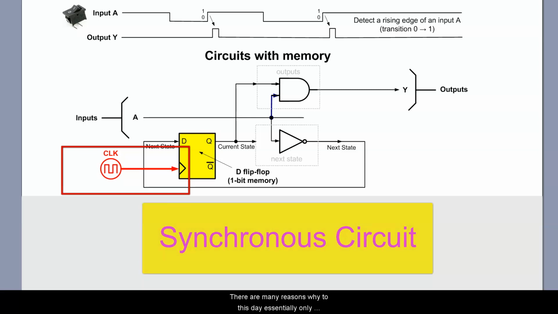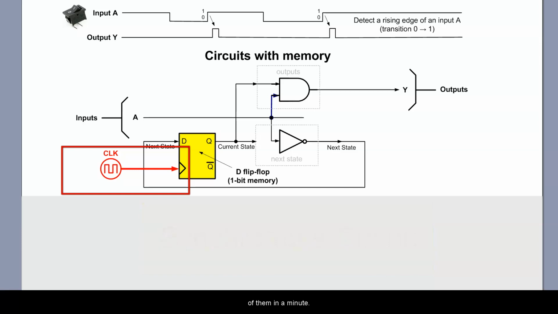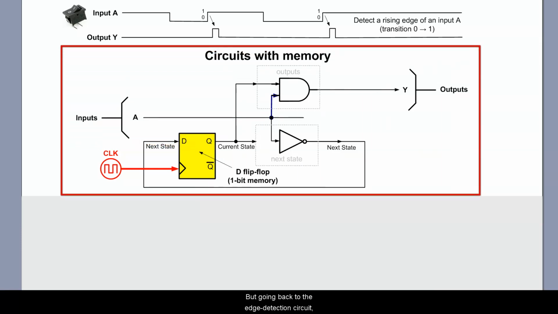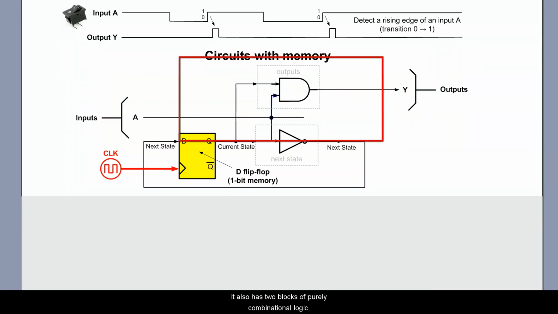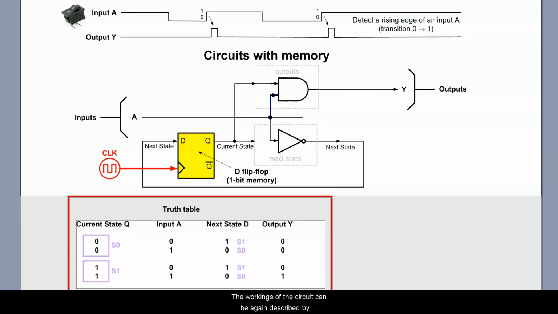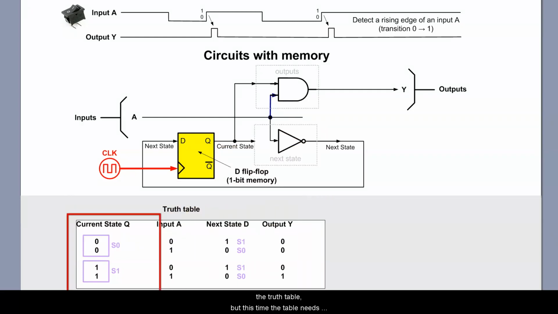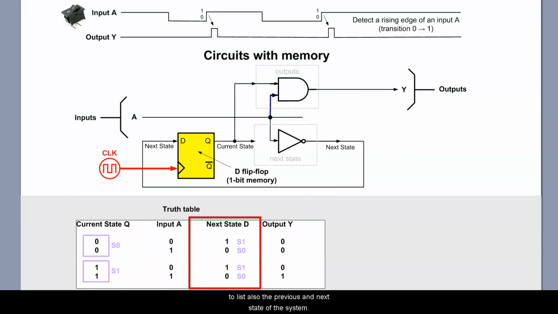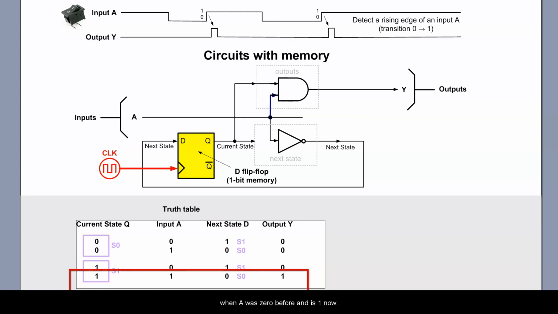There are many reasons why, to this day, essentially only synchronous circuits are in use, and I will mention some of them in a minute. But going back to the edge detection circuit, it also has two blocks of purely combinational logic, one for determining the output based on both the current input and the current state, and another logic block to determine the next state. The workings of the circuit can be again described by the truth table, but this time the table needs to list also the previous and next state of the system. I'll leave it to you to pause the video and convince yourself that according to the truth table, the output Y is 1 only when A was 0 before and is 1 now.